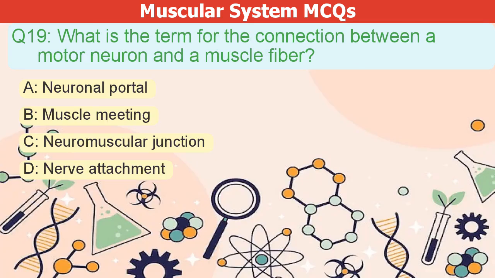What is the term for the connection between a motor neuron and a muscle fiber? A. Neuronal portal. B. Muscle meeting. C. Neuromuscular junction. D. Nerve attachment.